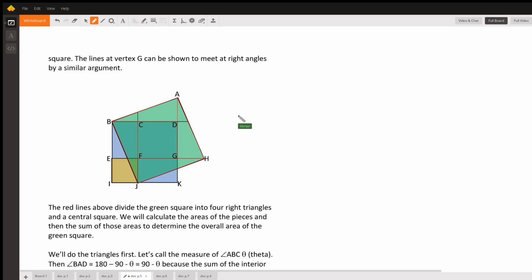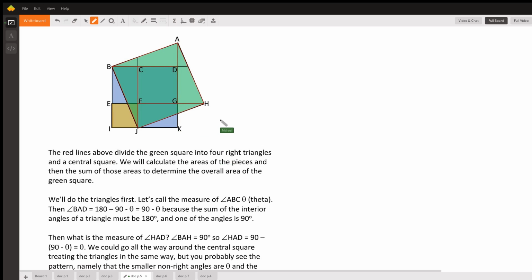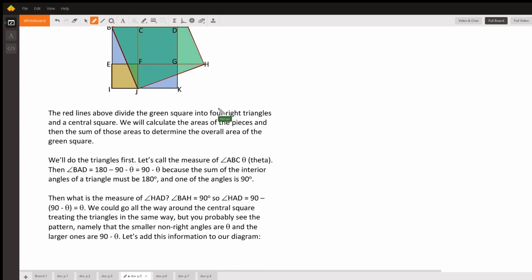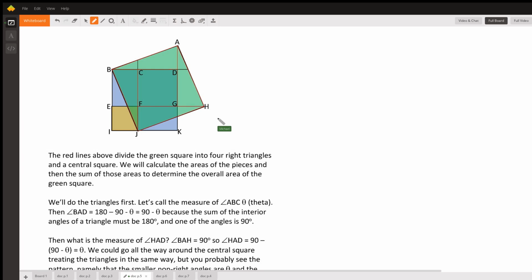So I've put some red lines on here to define 1, 2, 3, 4 triangles within the green square, and then a central square within the green square. So we're going to calculate the areas of the pieces and add them up. We'll do the triangles first.